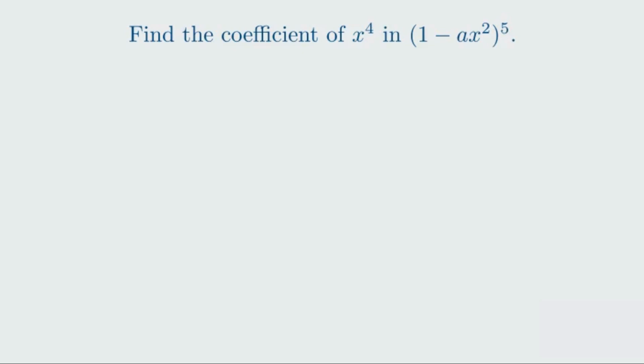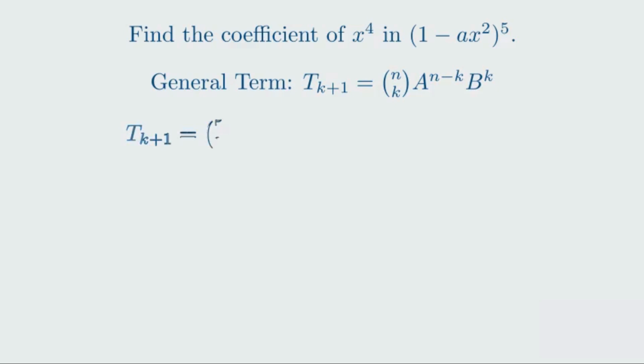Recall our formula. T sub k plus 1 equals n choose k times a to the n minus k times b to the k. In this case, n is 5, a is 1, and b is negative x squared. Be careful with the negative sign. Substituting these values into the formula, we get the general term. T sub k plus 1 equals 5 choose k, times 1 to the power of 5 minus k, times the quantity negative x squared to the power of k. This simplifies to 5 choose k times (negative x squared) to the k.